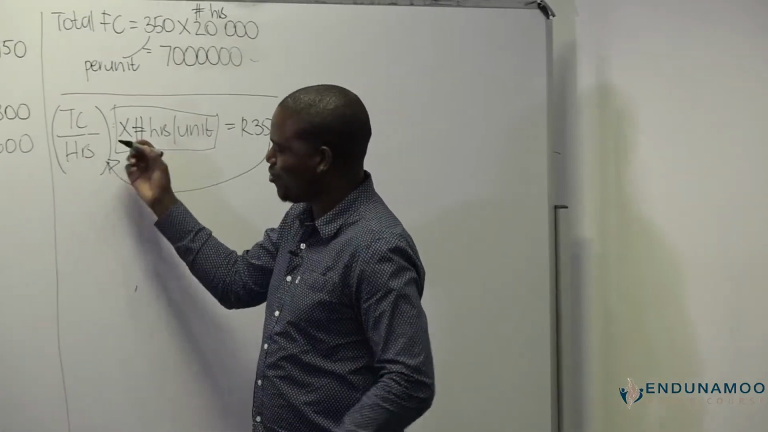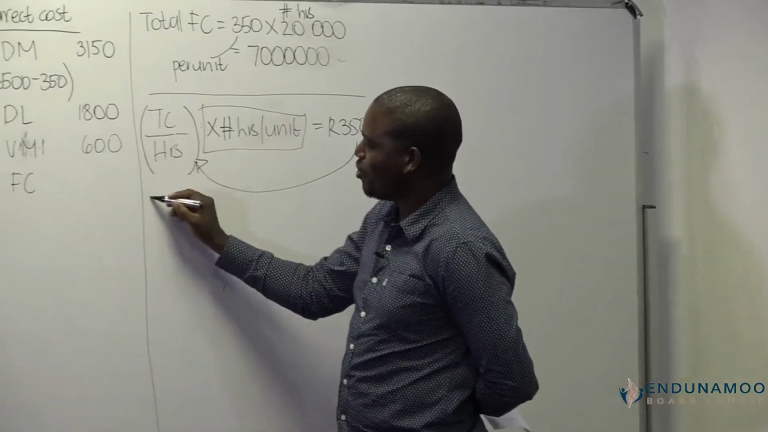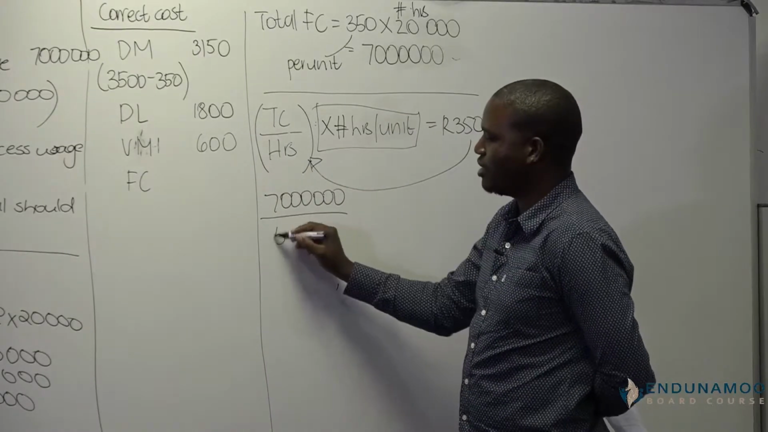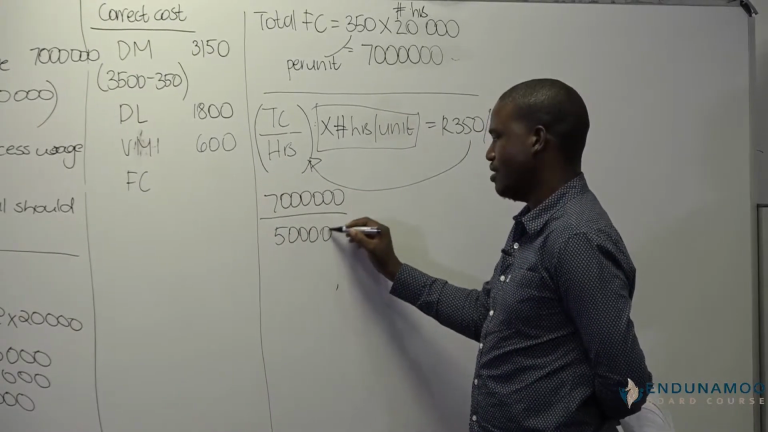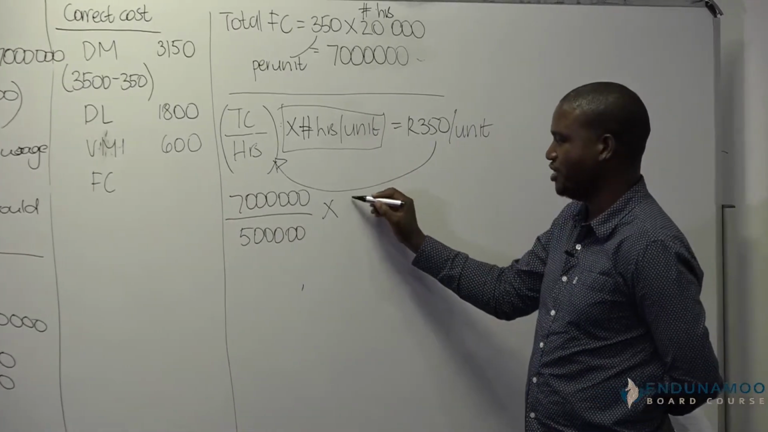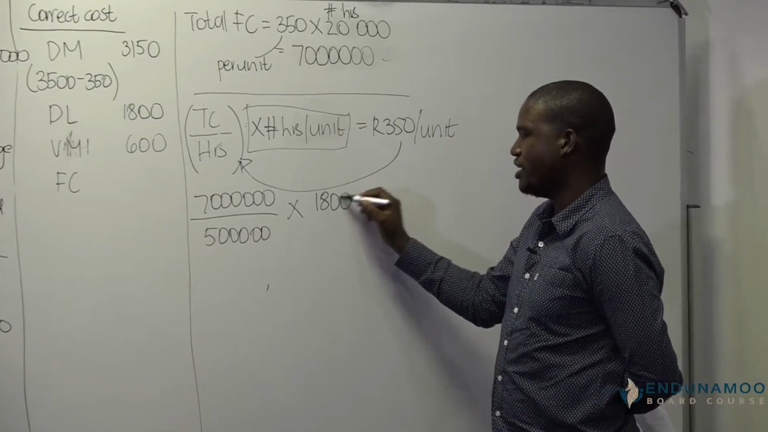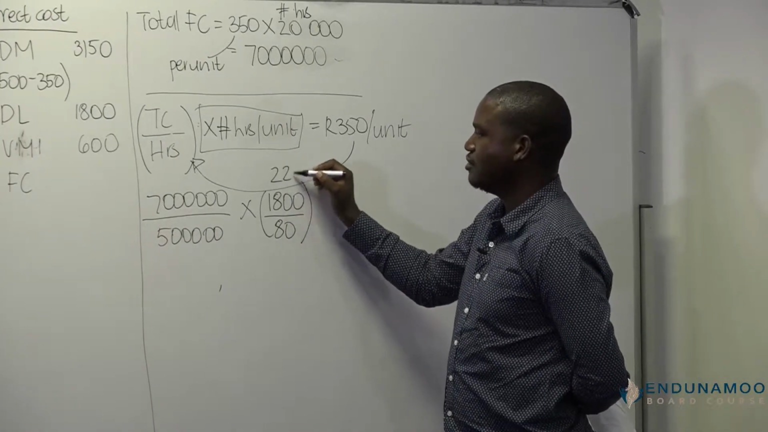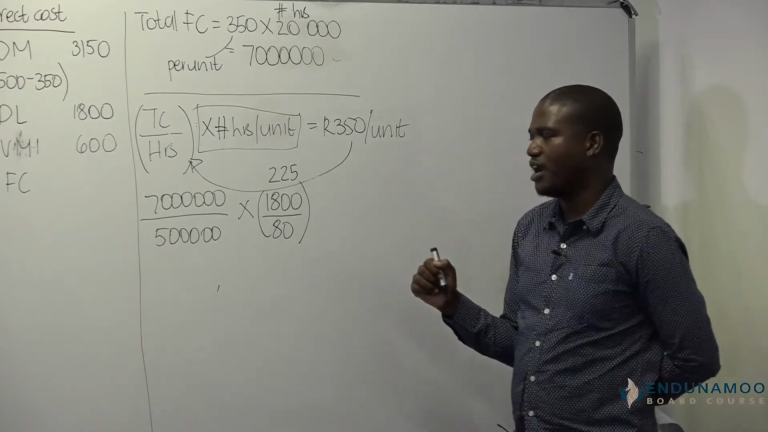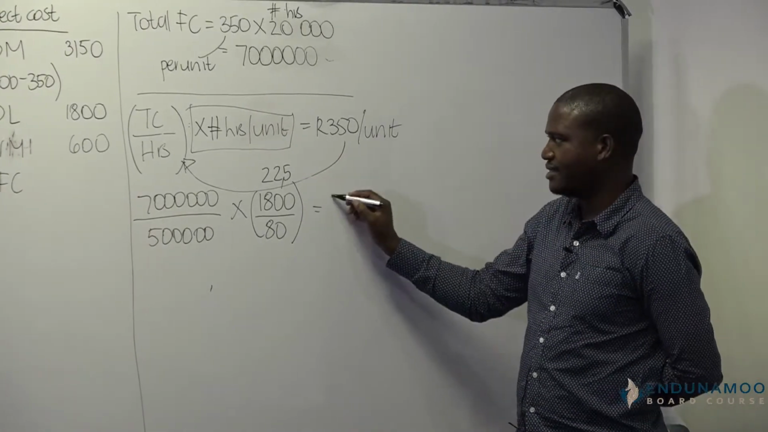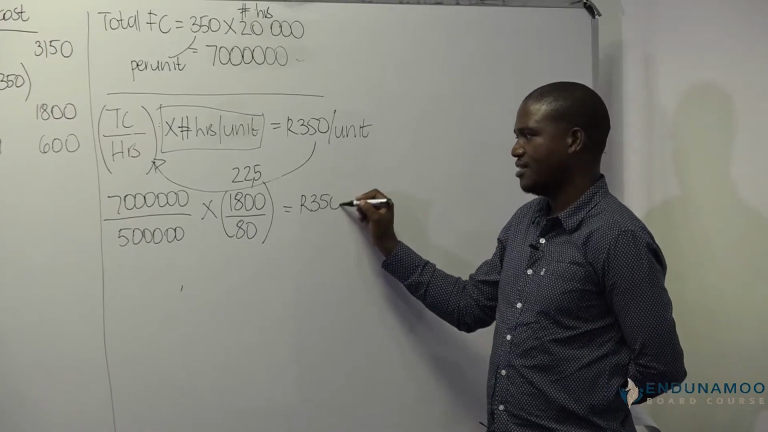Okay, so we are now saying that the total cost is now 7 million, right? Divide by what? By 500,000. Multiply by the hours per unit, which is what? 1.8 divided by 8, right? Which is 22.5. And this is equals to 350. Is this not?